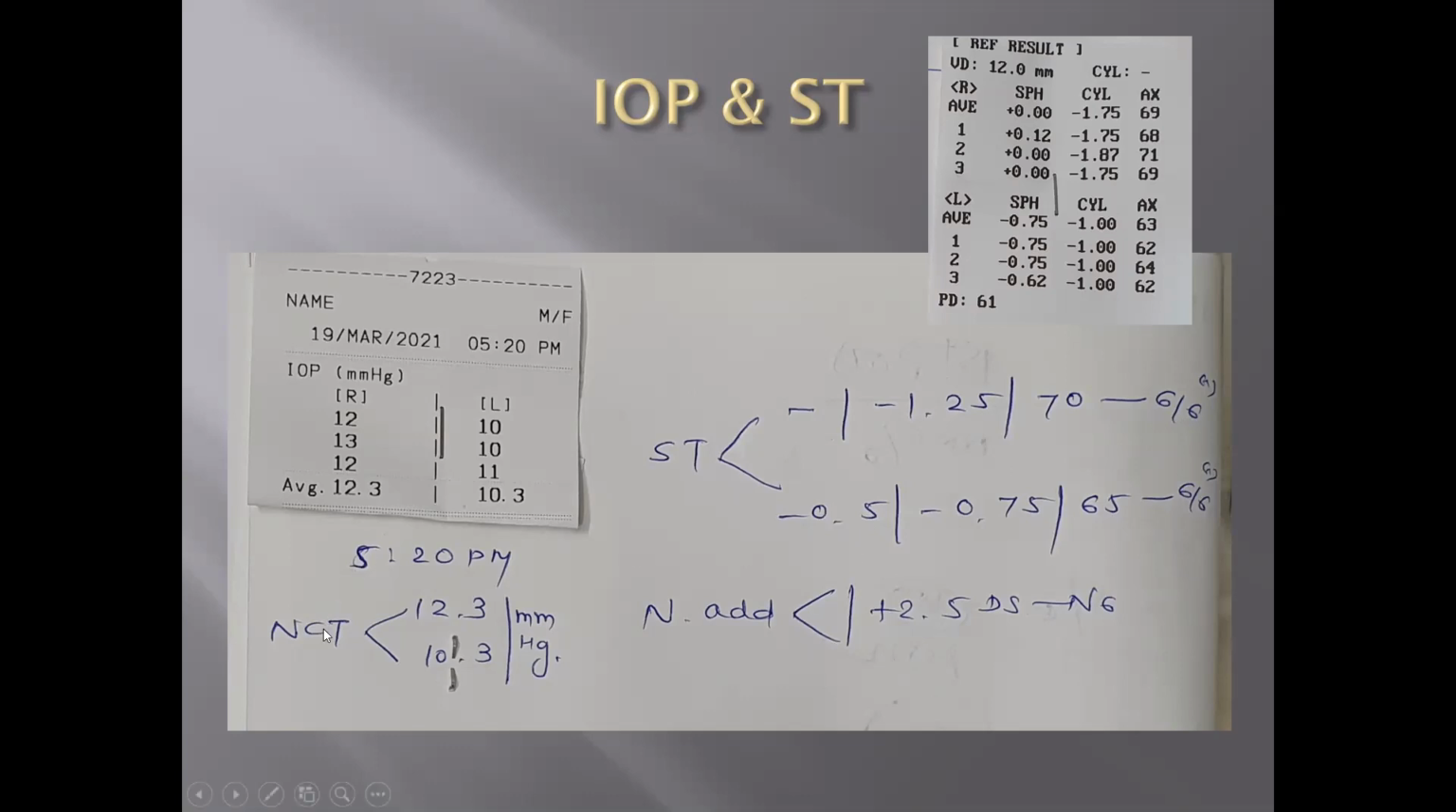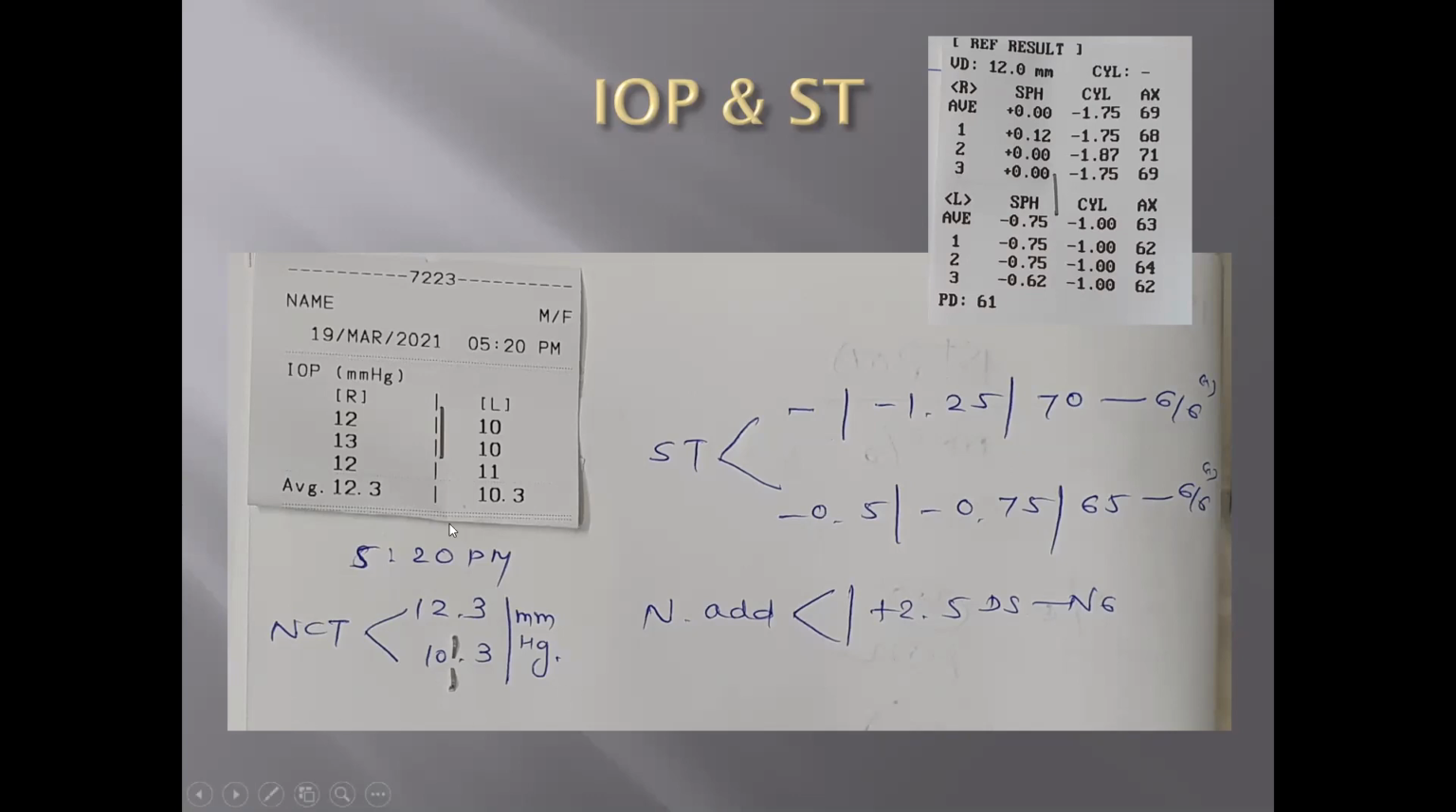And the most important thing is intraocular pressure should be normal when you give the final subjective refraction. So it is 12 and 10. The normal range of intraocular pressure is 10 to 20 millimeters of Hg in non-contact tonometry. And in Goldmann applanation tonometry, you can be safe up to 22 mm of Hg, depending upon the optic disc cupping and the other status of the eye.